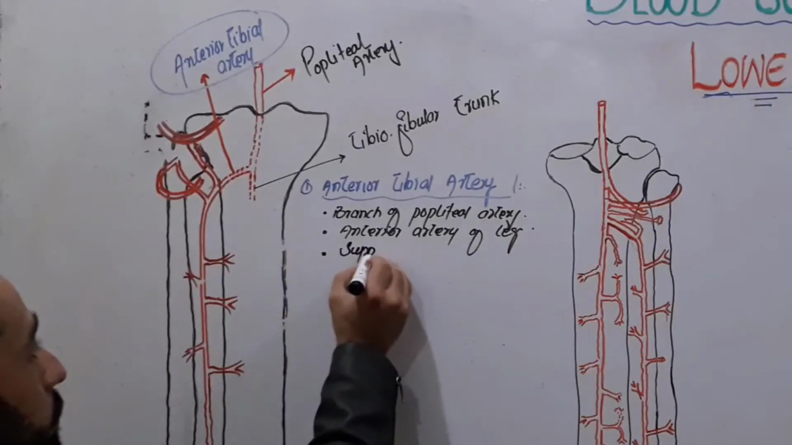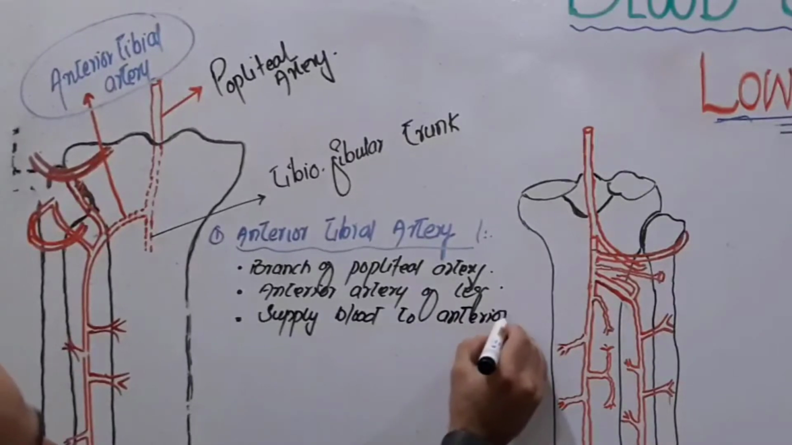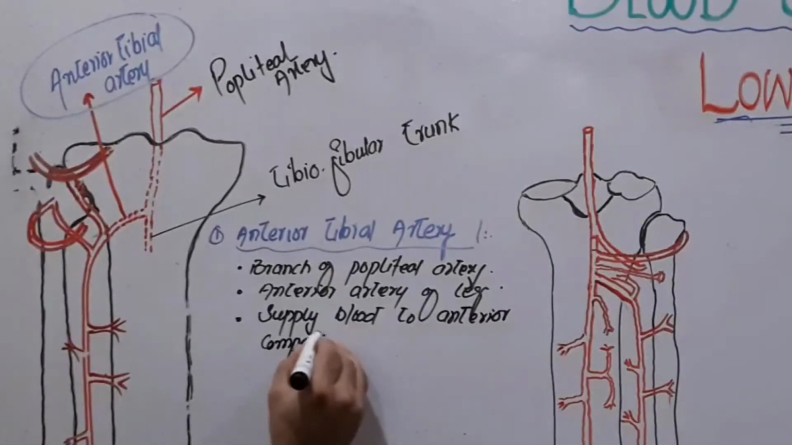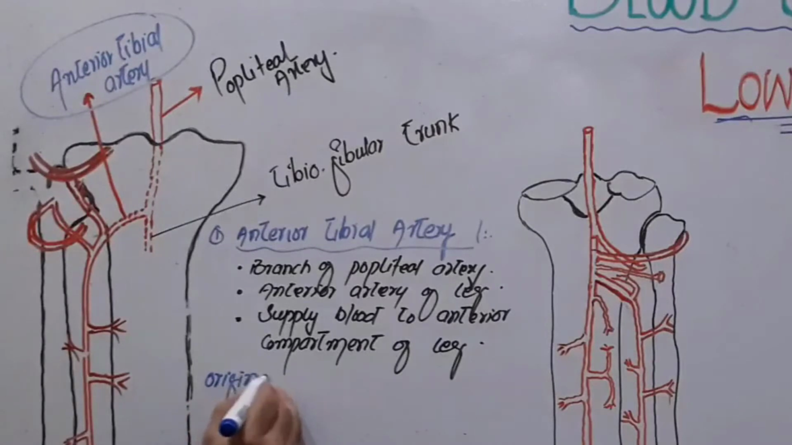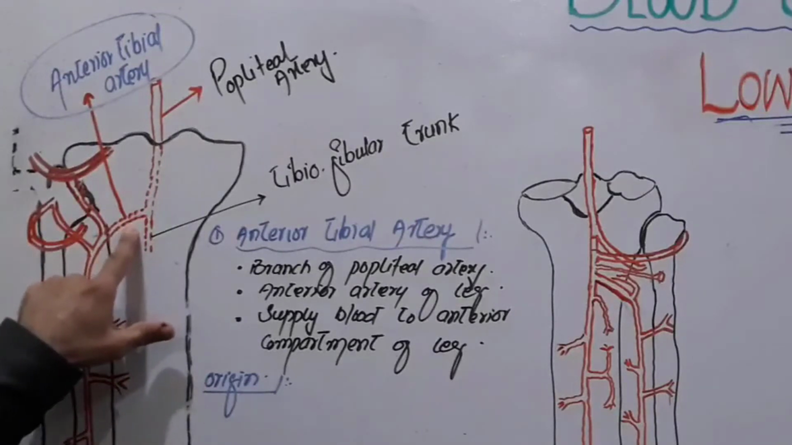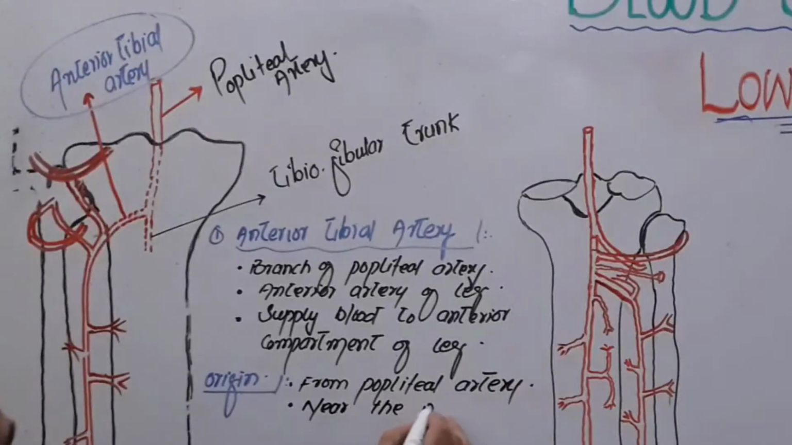This artery is responsible to supply blood to the anterior compartment of the leg. Clear, friends? Where does this artery arise? What is its origin? This artery arises in the popliteal fossa, near the popliteus muscle, from the popliteal artery, right, friends?